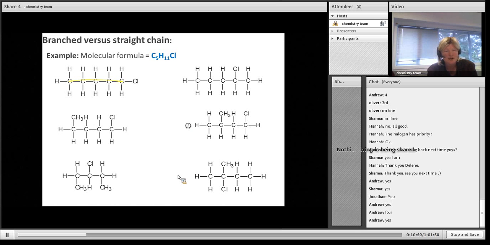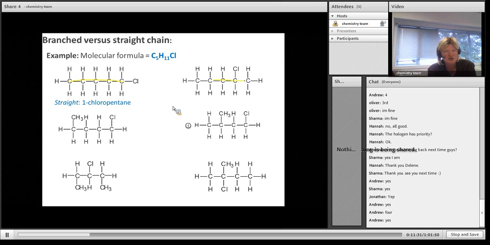The first one is a straight chain. Now notice we're not really looking at the chlorine, we're just looking at the carbons. We want to see, are the carbons in a continuous line? So we'd call that a straight chain. And the name is 1-chloropentane, and you can check your knowledge, would you have got the same? You can actually try and work out the names of all of these compounds and just check, did you match my answer? The next one is also a straight chain.